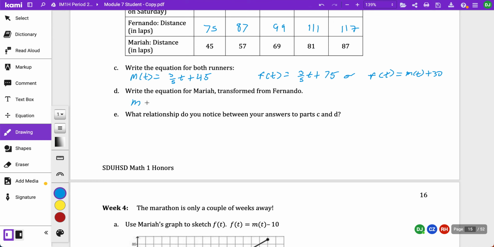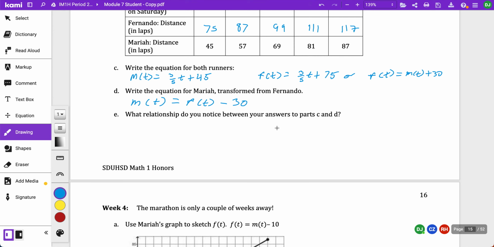So we're trying to get Mariah, m of t, but we're going to incorporate Fernando. So that would just be f of t, and since she ran less, we would be minusing 30 from it. That's how I would get from 75 to 45, 87 to 57, 99 to 69, so on and so forth.